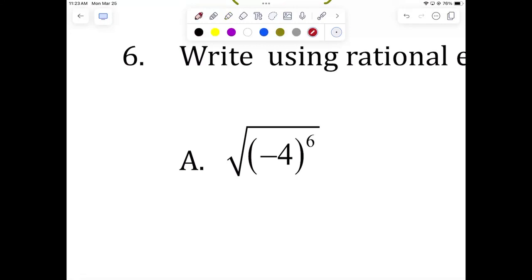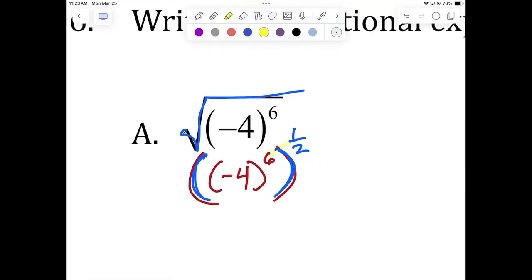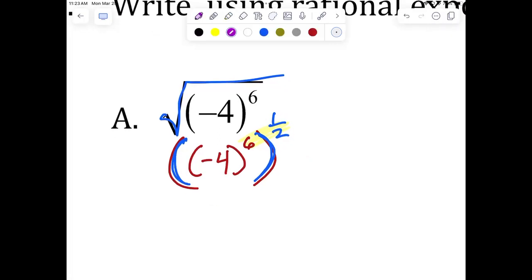Watch. I could say that it is (-4) to the 6th power, and then all of that raised to the what power? Because it's under a radical, a square root. A 1/2 power. Yes. That's getting rid of the square root, writing it as a half. And now look, I can use the rules of exponents. When I raise a power to a power, what do I do? I multiply. What's 6 times a half? 6 over 2, which simplifies to what? 3. So would it make it negative now? Now it's negative. Or is it?